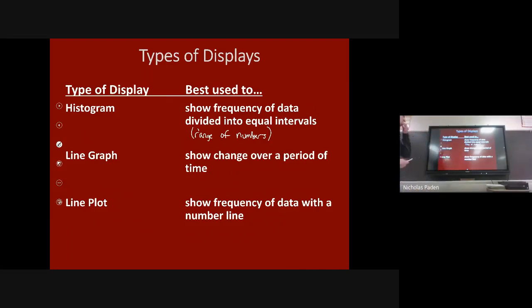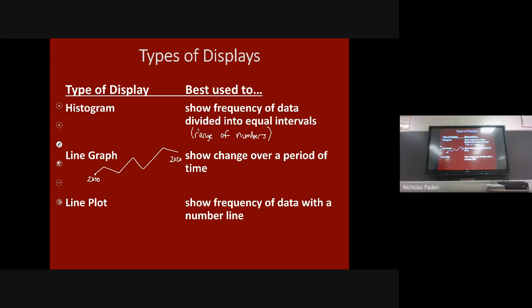A line graph shows a change over a period of time, and you've probably seen that on a commercial or something where it goes up, down, up, like that. That's a line graph. It kind of looks like mountains a little bit, but that's showing change over a period of time. So like this is 2000 and this is 2020. And we're showing how something has grown from one year to the next. And so if we're showing change over a period of time, a line graph would be good for that.